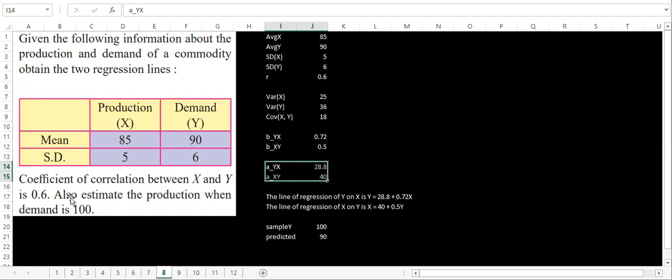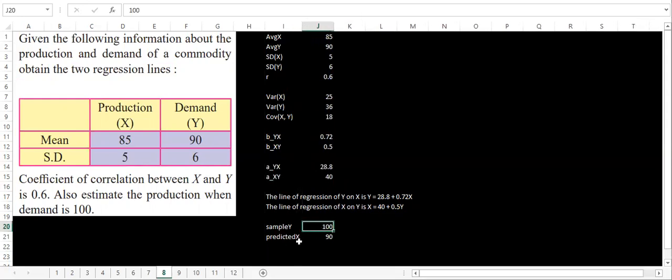And we are also asked to estimate the production when demand is 100. So remember, demand is given by Y. So when Y is 100, we are asked to estimate X. So we have a sample value of Y. So we can use the regression equation of X on Y to predict what X will be. So if I see clearly here, for a sample value of Y equals 100, I can predict that X is equal to 90 from this equation. That's your answer.